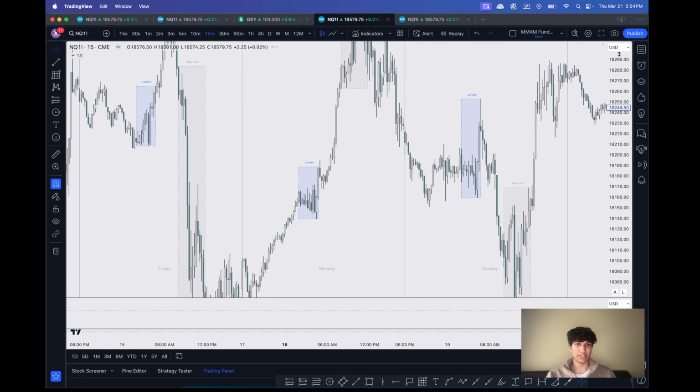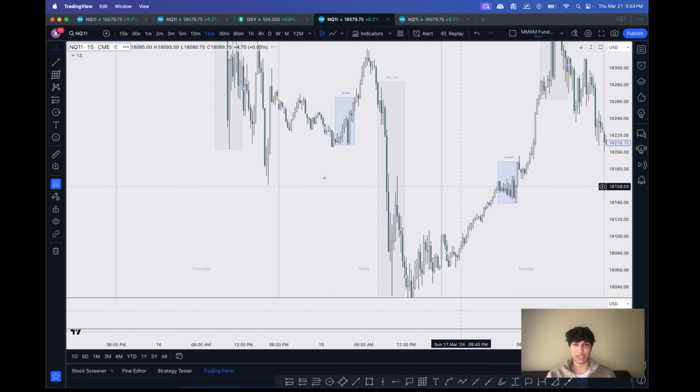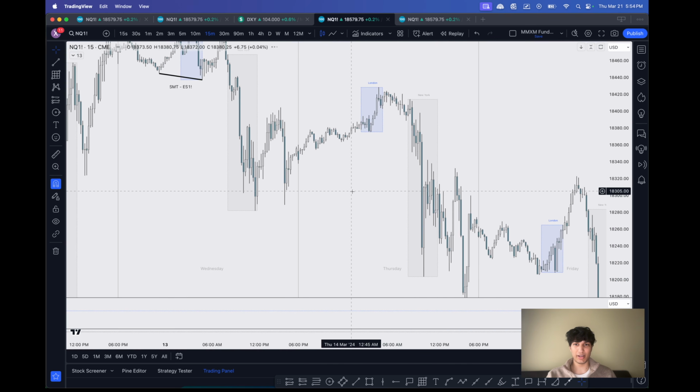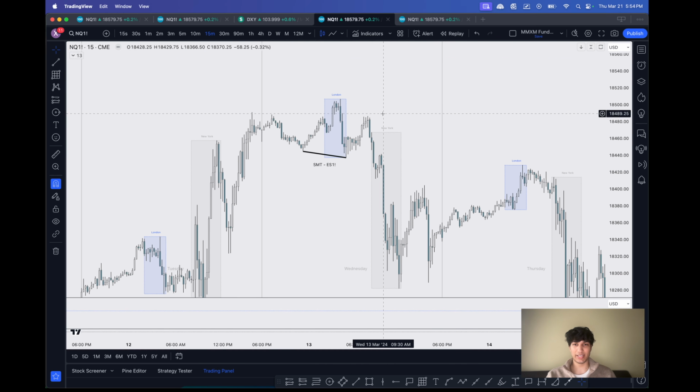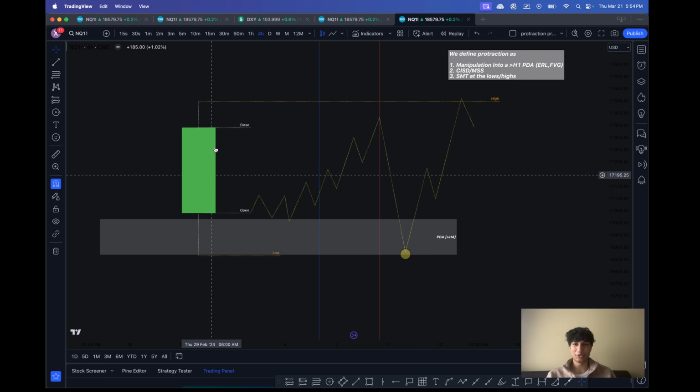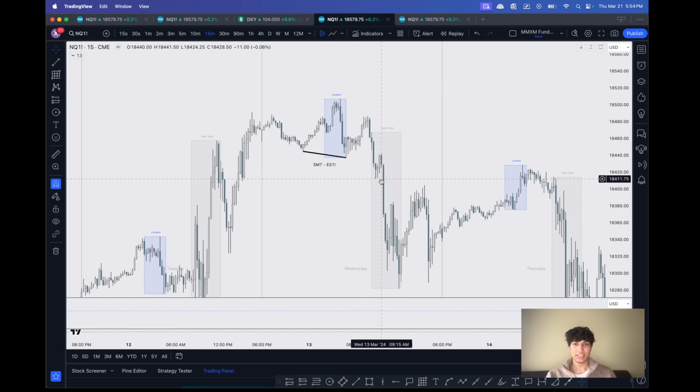So let's take a look at another day. Maybe let's go to a week that we're not so familiar with. Let's find a random week. Okay, maybe let's look right here. This is like a nice classic sell day, right? This would be exactly the inverse of what you're seeing right in here, where we have a bearish candle instead. So let's define our conditions of protraction.